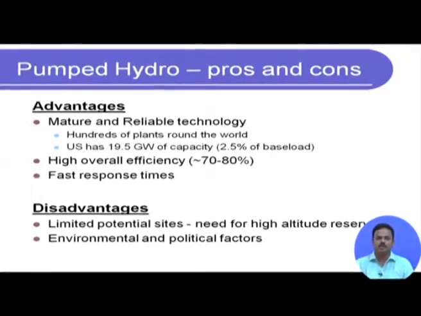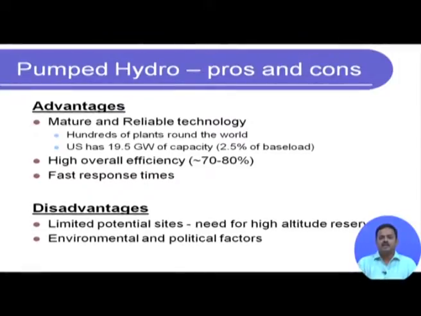So, these are some pros and cons, we have already discussed some of them. This is a mature and reliable technology, there are hundreds of plants around the world, okay. If you look globally, if you just search on Google, you will see there are lots of installations across the world. So, this is definitely very popular. The USA has almost 19.5 gigawatts of capacity, that is a lot. 2.5% of base load is a lot, okay. The high overall efficiency, 70 to 80%, it is quite fast, because this is hydro, okay. And you can also control the valve depending on the demand, you can control the amount of flow rate that you want to release, right, clear.